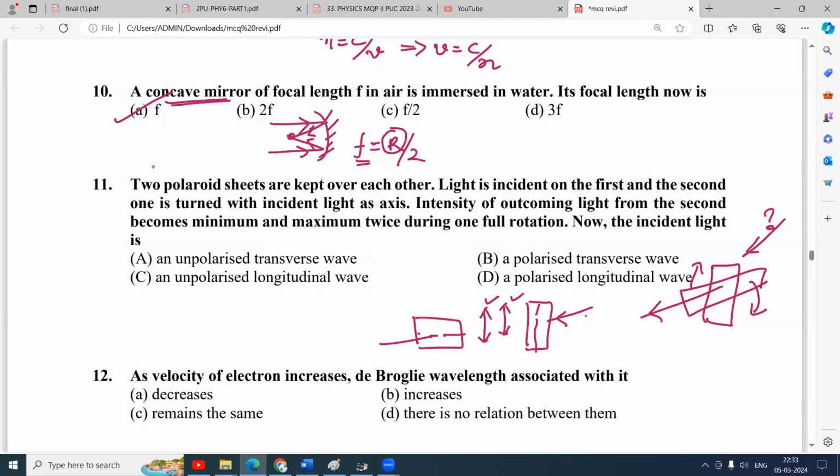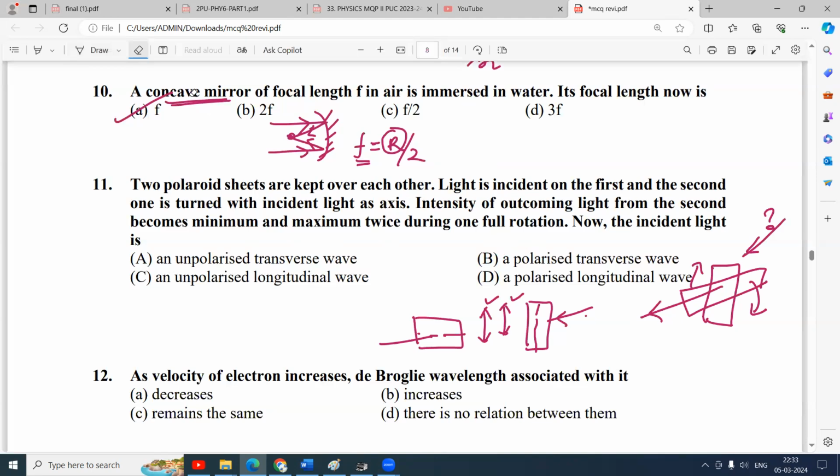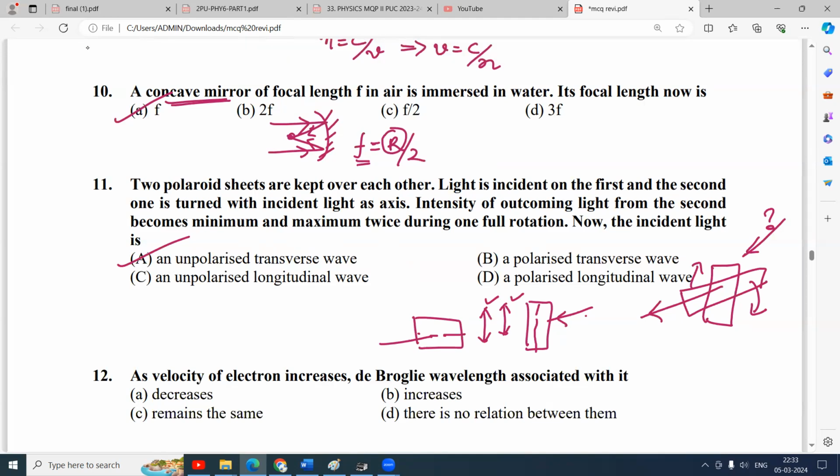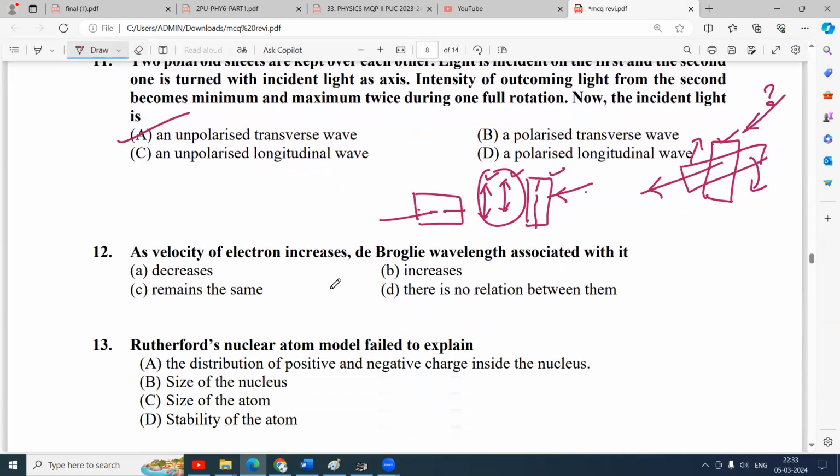So it is an unpolarized longitudinal wave or transverse wave. Sorry, not polarized. Unpolarized transverse wave. Because polarization can be shown only for transverse waves. So unpolarized transverse wave in incident light, the light coming out of the first Polaroid is polarized transverse.